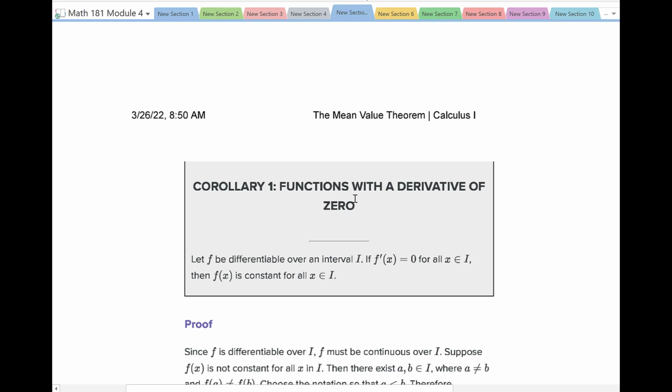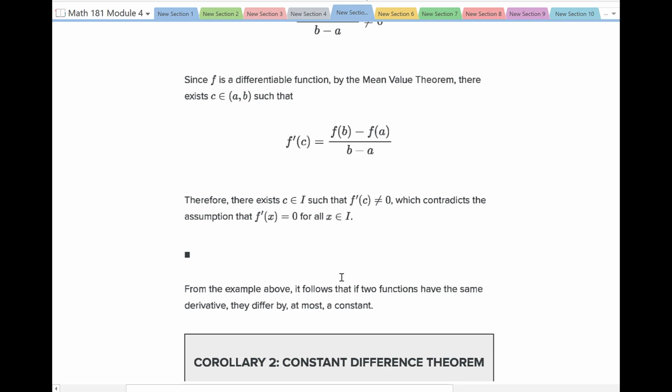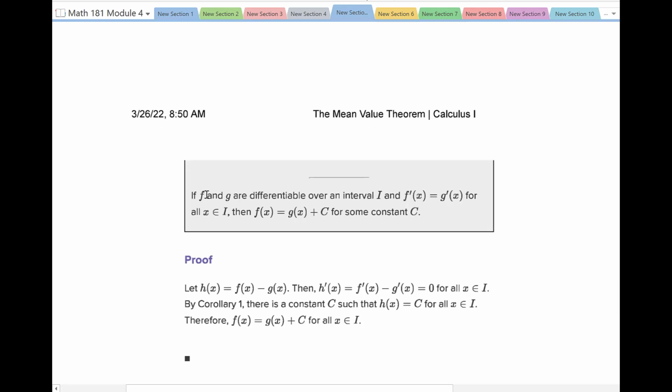Corollary 1, functions with a derivative of 0. Let f be differentiable over an interval I. If the derivative is equal to 0 for all x in the interval, then f of x is a constant function. So if it doesn't matter where you go, you always have a slope of 0. That means your function's constant. It's just f of x equals 5 or 3 or pi or something like that. Second corollary states, if f and g are differentiable over an interval I, and if f prime of x equals g prime of x, follow this, then f of x must equal g plus some constant. The constant could be 0, could be 1, could be 2, could be negative 10.